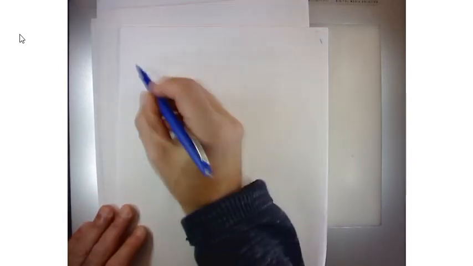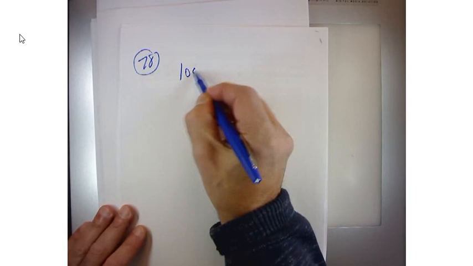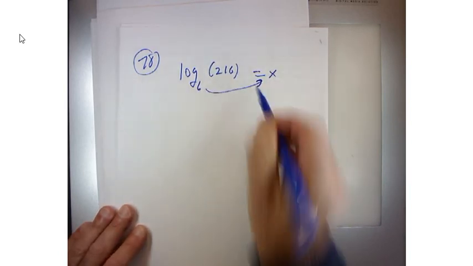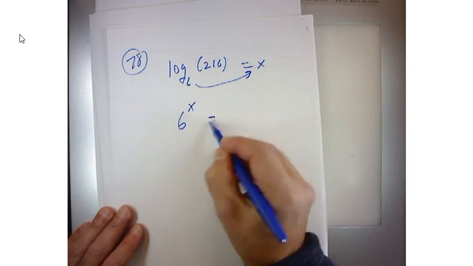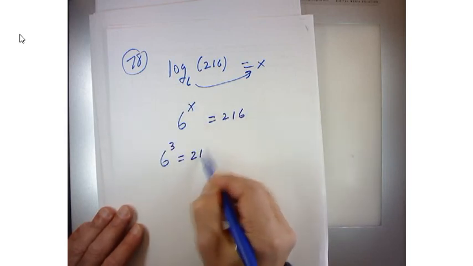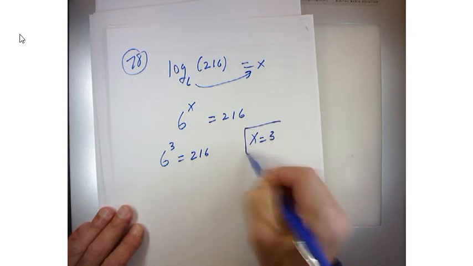In 78, x is the output. So log base 6 of 216 equals x. Again, 6 to the x power is 216. If you do it on your calculator, 6 cubed is 216, so x must be 3.